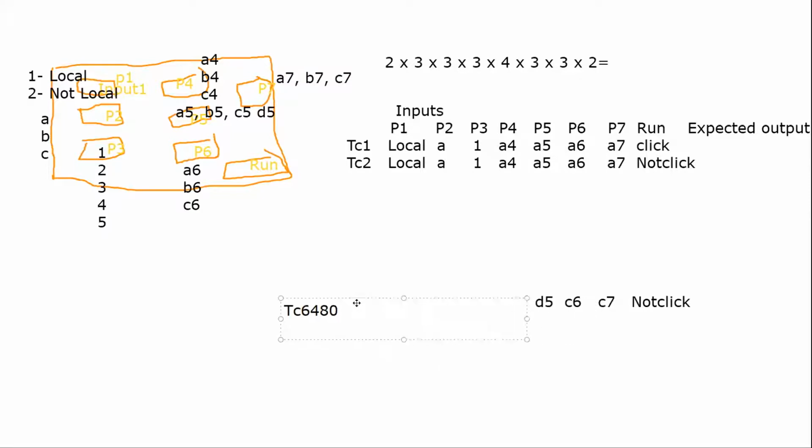Can you imagine how many test cases? 6,480 test cases. So if you want to generate these test cases, can you generate them manually? No, you cannot do it manually. So we have to use tools to generate this. This is called test automation. Test automation is not only in the running, it also helps in generating the test cases.